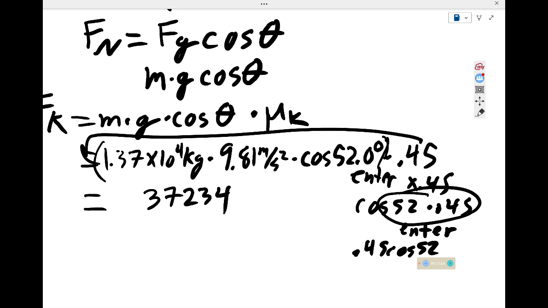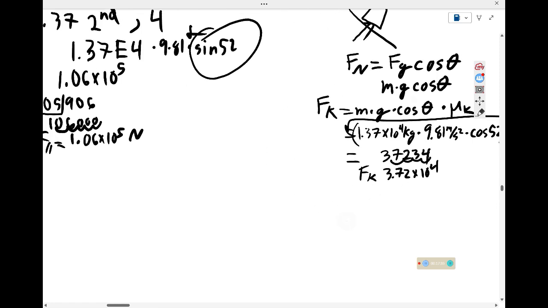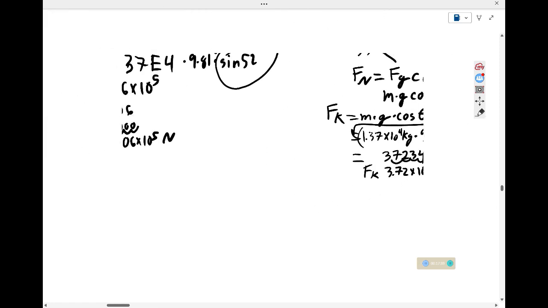So remember, we get 3 sig figs here, so this is going to be 3.72, 1, 2, 3, 4 times 10 to the 4th. Okay? So that's our force of kinetic friction. So we know, hold on just a second while this catches up.